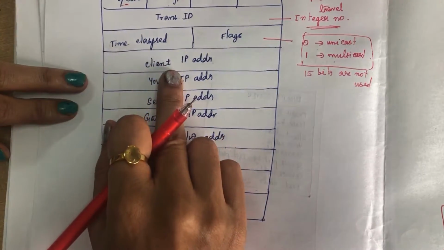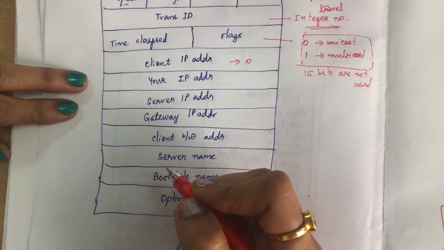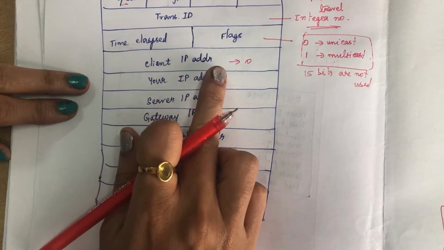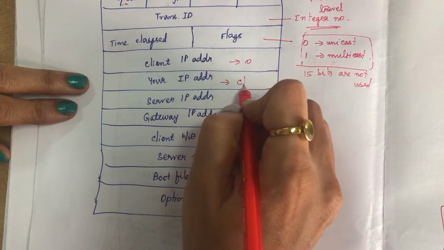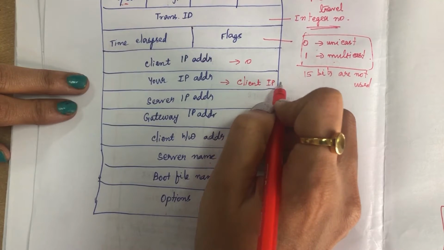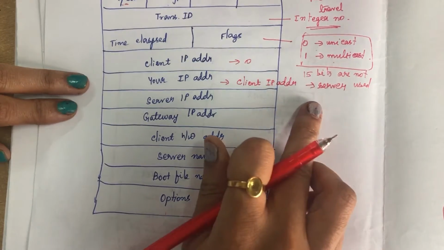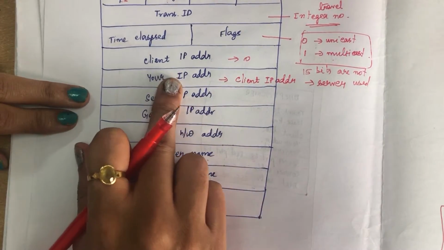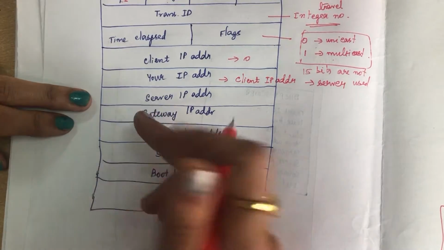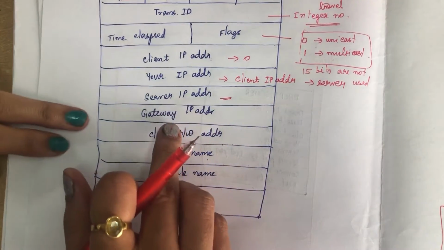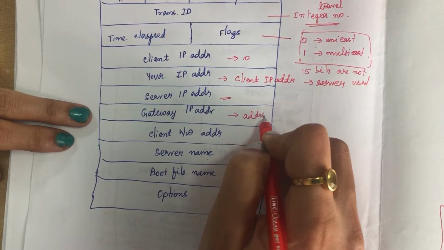The client IP address: we don't know the IP address, so it will be set to 0. We need an IP address, so we are requesting it from the server. Your IP address is the address given by the server. After we request, the server will give you an IP address. Next is the server IP address. If we know the broadcast IP address, we can mention the server IP address here. And the gateway IP address is the address of the default router.